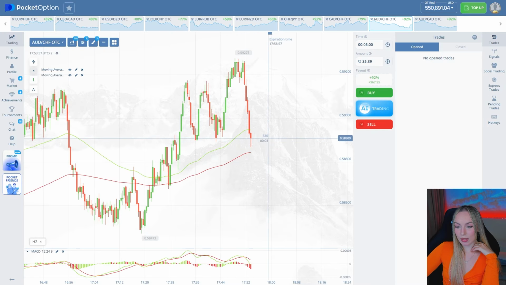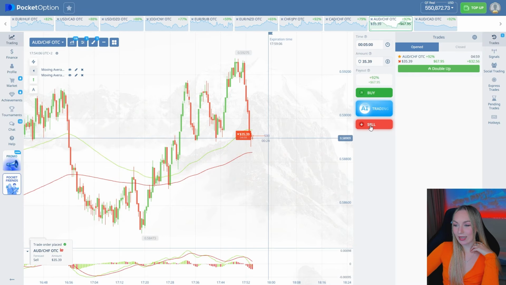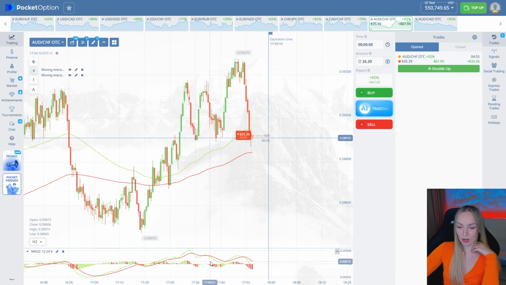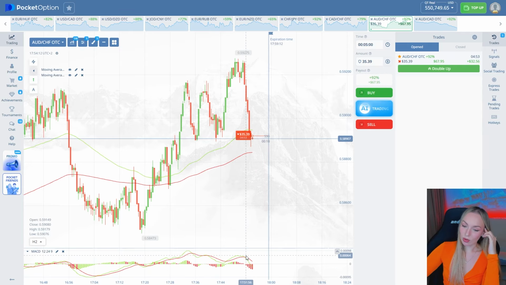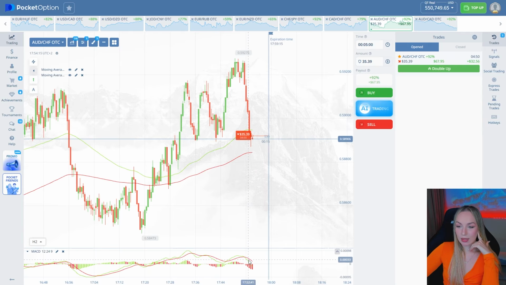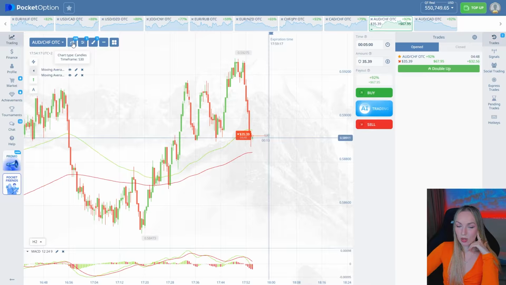AUDCHF just formed the signal to open the trade in the downward direction. I want to wait, well, it closed, so the candle. 5 minutes in the downward direction. Let's go. $35.39. So MACD lines again crossed in the overbought zone. For me, that's the signal to open the trade in the downward direction.